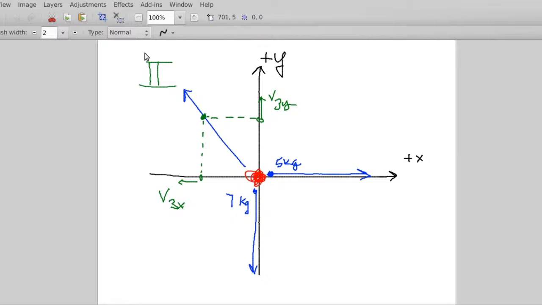But let me just describe it a little bit more rigorously. Notice that the 7 kilogram piece is purely along y, so it doesn't contribute any momentum along the x direction.